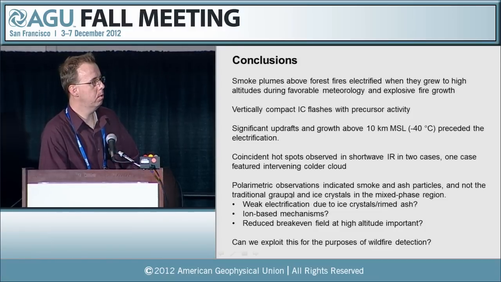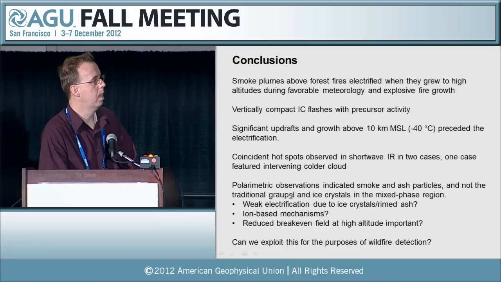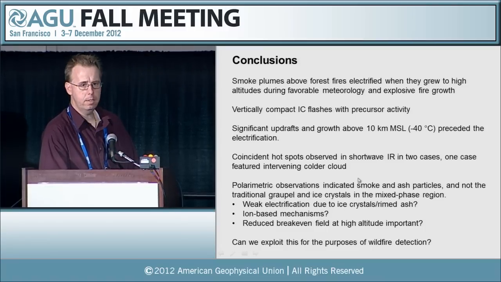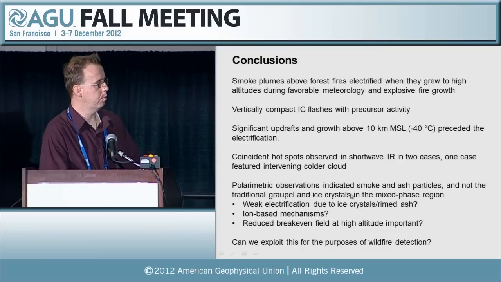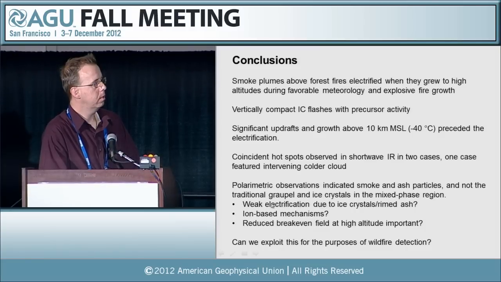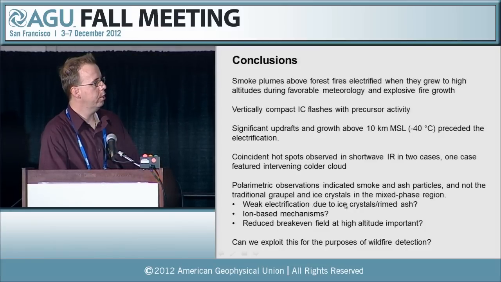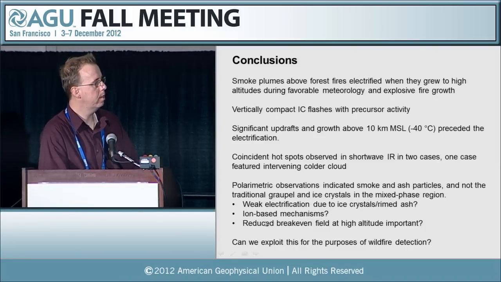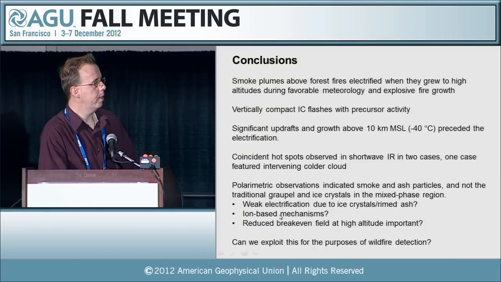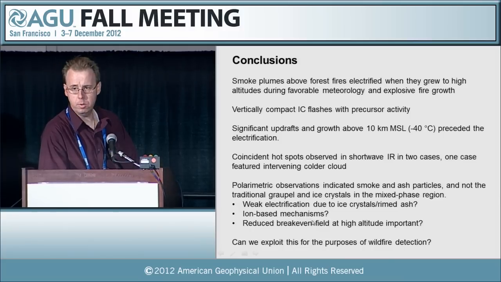The reflectivities are too low, the differential reflectivities are too high. But there is a hint of potential icing occurring in the high altitudes of the thunderstorm. So perhaps this is due to some weak electrification with ice crystals starting to form or rimed ash particles. I'm not sure. Forest fires are known to throw out a lot of ions and throw up a lot of nuclei. Perhaps there's some sort of ionization going on up there. And also, perhaps the reduced break-even field at high altitude is going to be important.